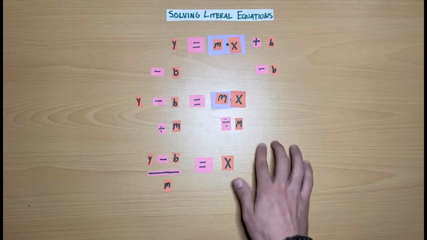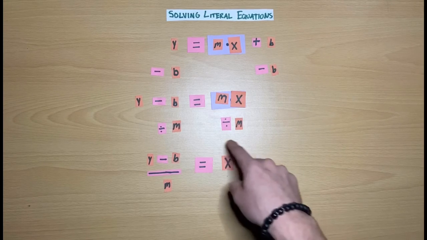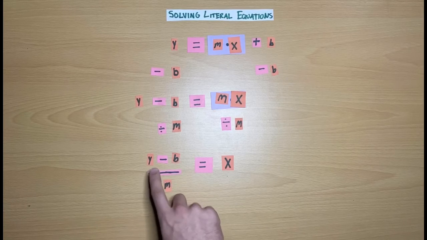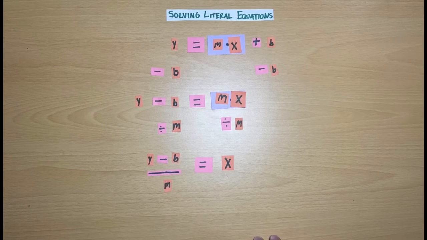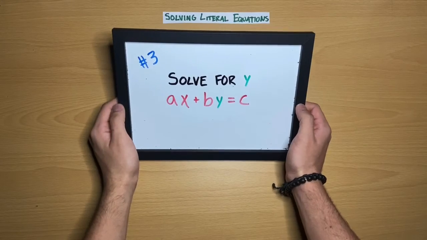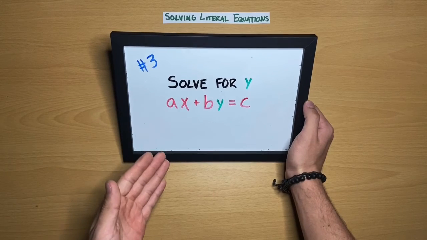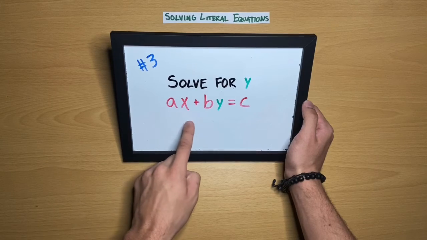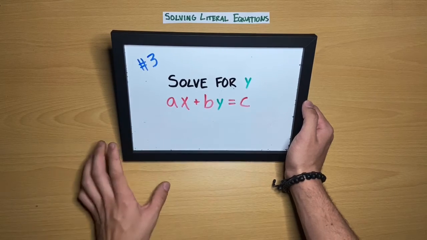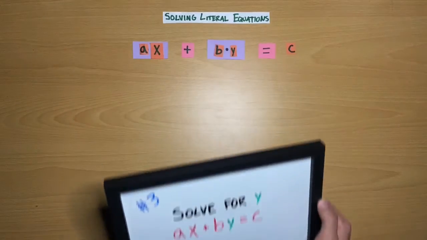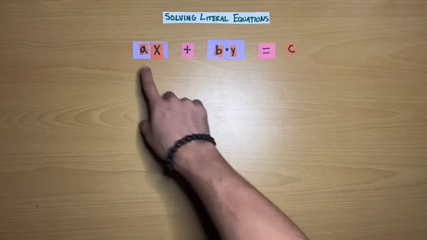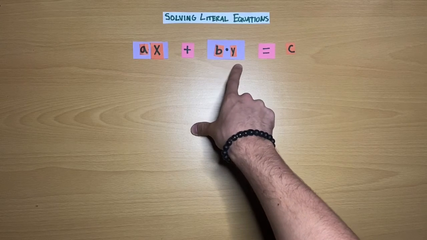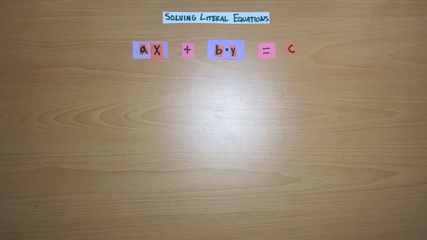We have x all by itself, which is what we wanted. And so this is the final answer. X equals y minus b divided by m. For our final example, we'll be looking at this problem right here. We want to solve for y, and we have ax plus by equals c. Now I have set it up here. We have a times x, ax, plus b times y, or by, equals c.